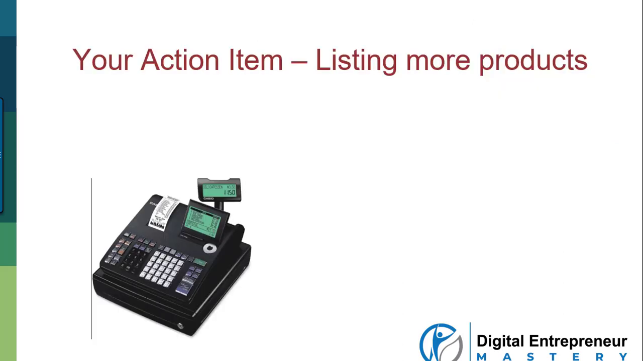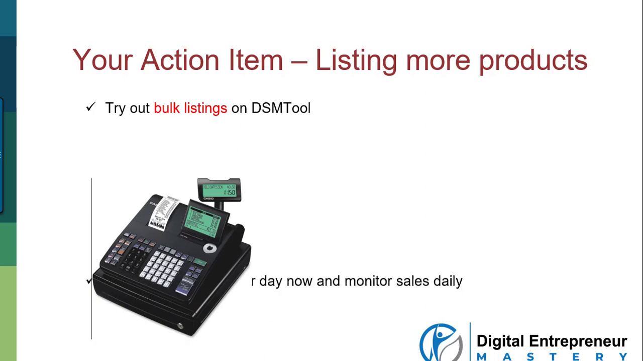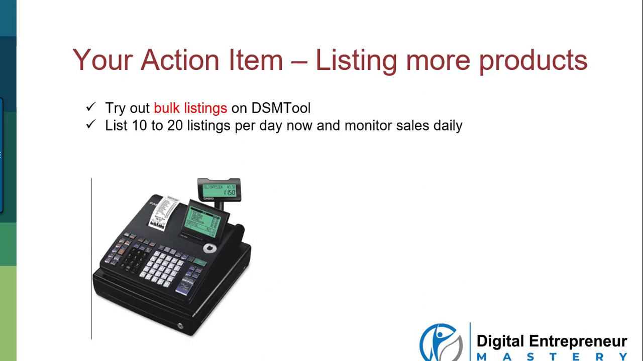So your action item, after this module, is to try out bulk listing on DSM2, to list 10 to 20 items per day, monitor your sales daily, and track your daily sales. Right now let's go on to the DSM site and let me show you how both of these methods work.